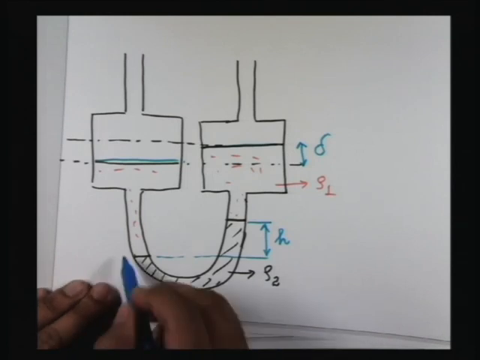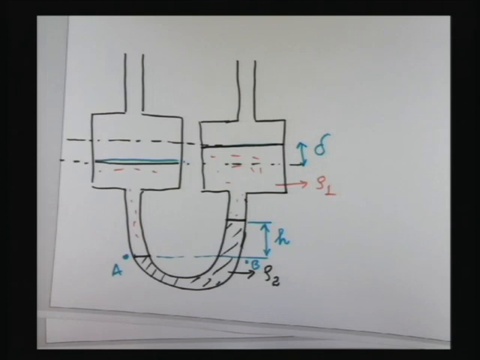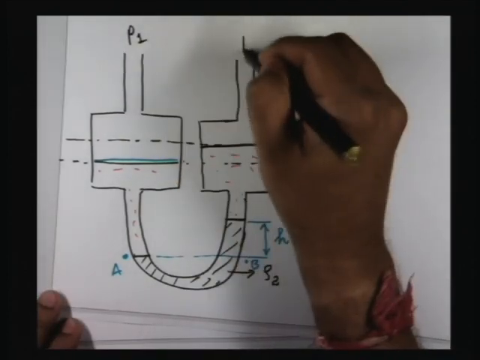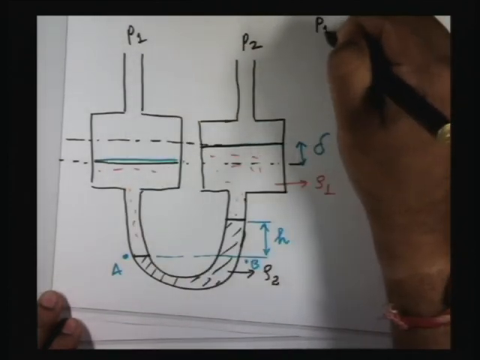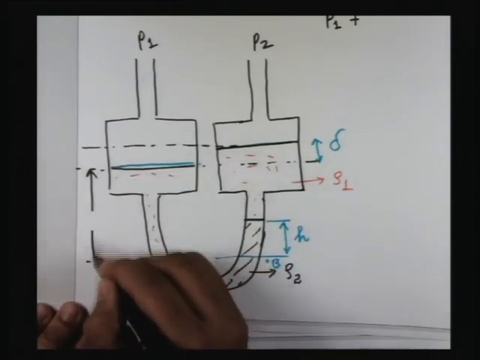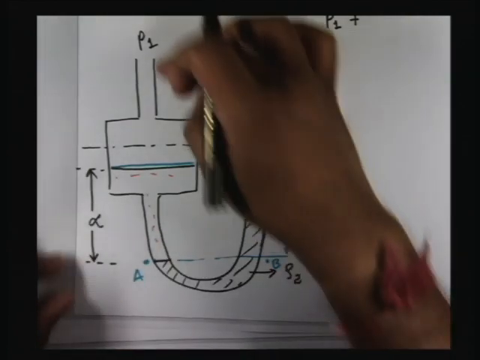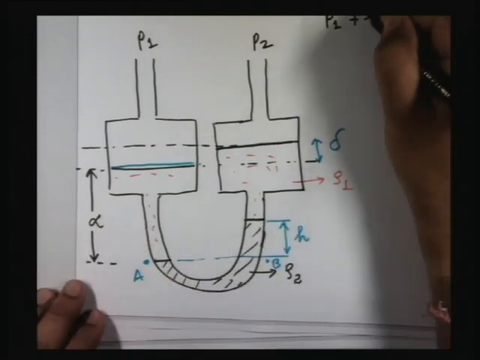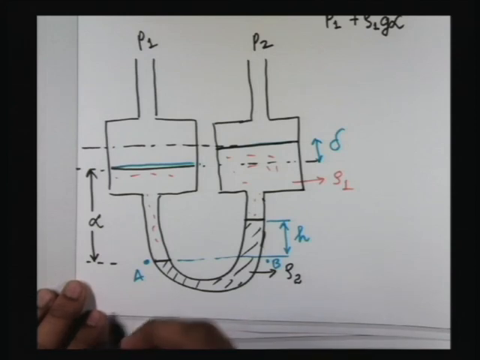So the pressure at these 2 points, I denote them by A and B, have to be equal in equilibrium. So if I write down the expression for the pressure at A, it would look something like this. So the pressure P1 is acting on this. So P1 plus, if I denote this height by say alpha, so P1 plus alpha into rho 1 g h is the pressure at point A.